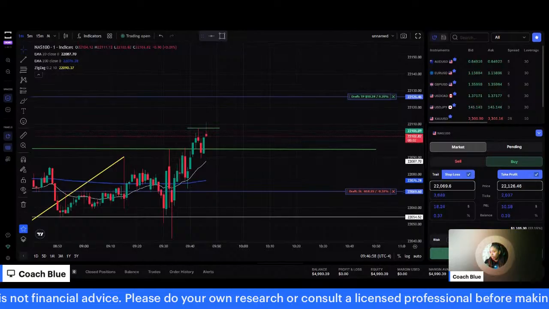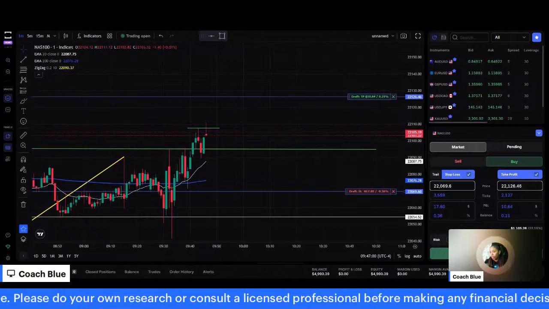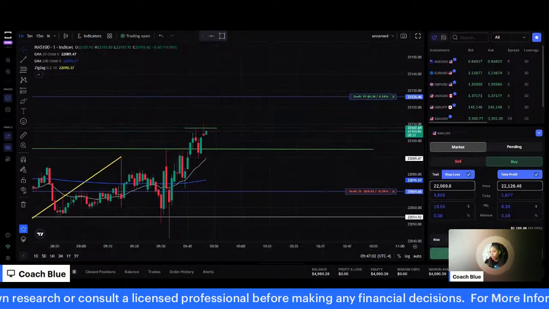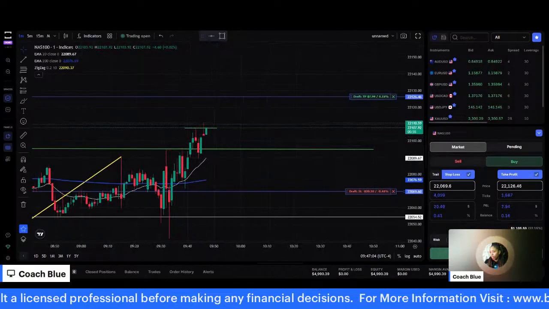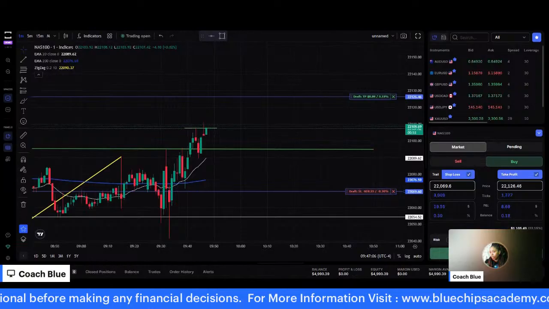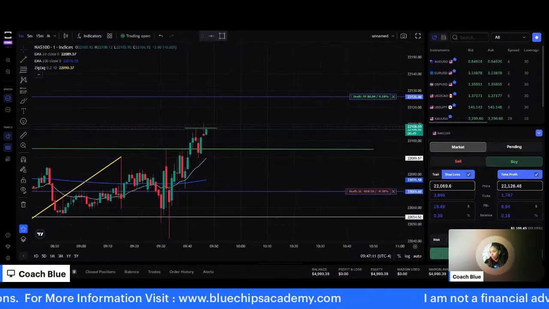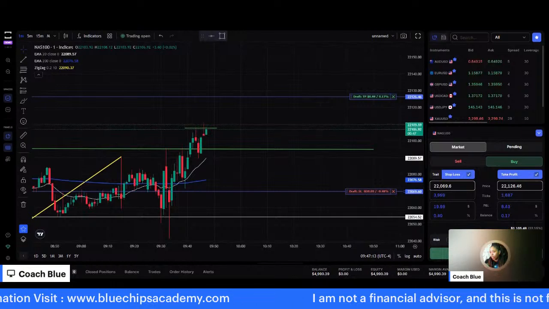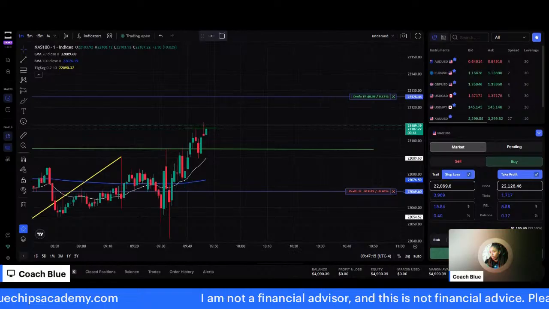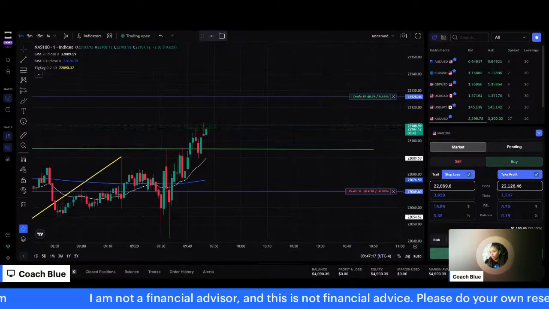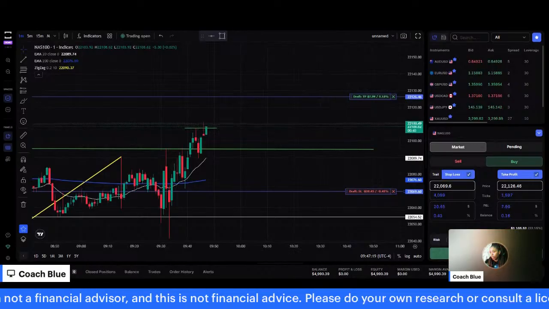A little bit of hesitation there. See, we've got to be careful. We didn't break past it. Let's see if this next one does what we needed it to do. And we are getting close to news, so we want to be careful with this. We need to be in within the next couple of minutes, or we're going to hold off.